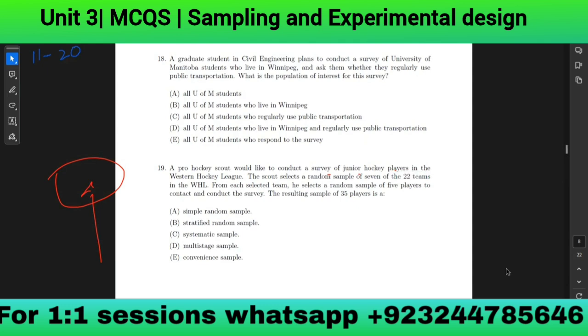Listen to me. Hockey players in the Western Hockey League. The scout selects a random sample of 7 of the 22 teams in the WHL. So first of all, they select 7 out of 22. From each selected team, he selects a random sample of 5. When you keep on selecting, you make groups and then again you select. When you keep selecting in this form, these are called stages. So this is called a multi-stage sample.